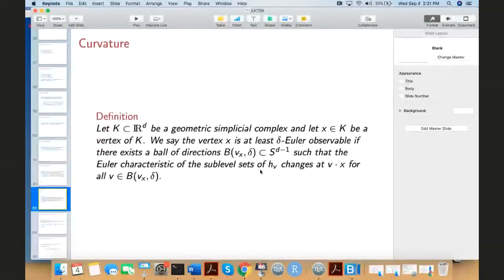Okay, so I told you there's a notion of curvature. This is a notion of curvature. I have a geometric simplicial complex K, and let V be a vertex of K. We say the vertex X is delta observable if there exist these balls such that the Euler characteristic h_v changes at v of X for any of the vertices in this ball. So you're saying that if I take a small cone, within that cone I'm going to see the Euler characteristic change more or less at the same points around that cone, okay?